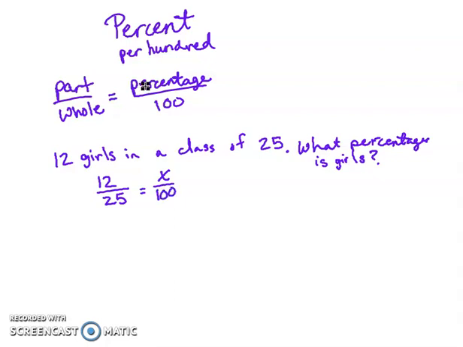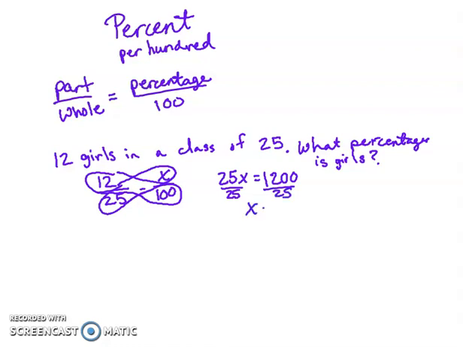And just like we did with the stars and the hearts, we're going to cross multiply. So I'm going to get 25x when I cross multiply this way. When I cross multiply the other way, I'm going to get 1200. And remember that the 25 and x are being multiplied, so I'm going to end up dividing both sides by 25 in order to get my variable by itself, which will give me 48. So what this means is 48% of this class is girls.